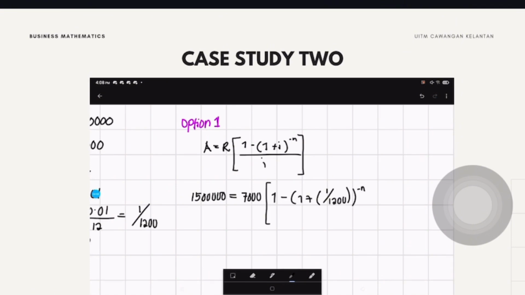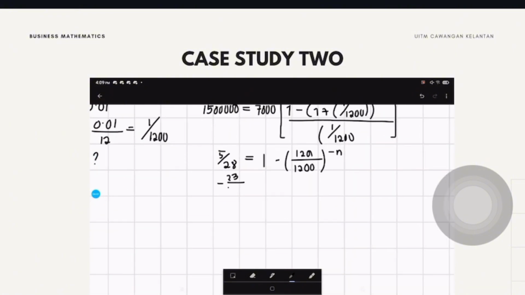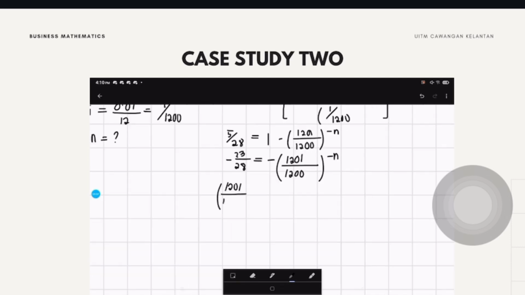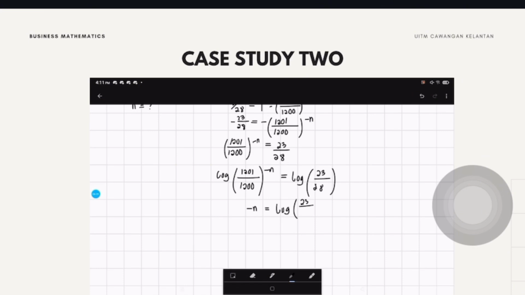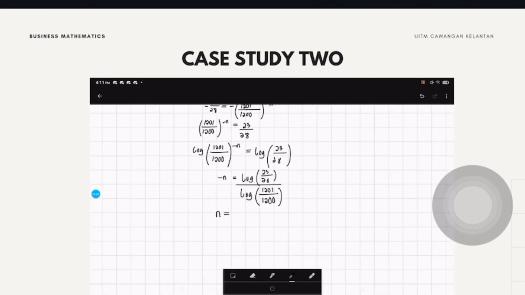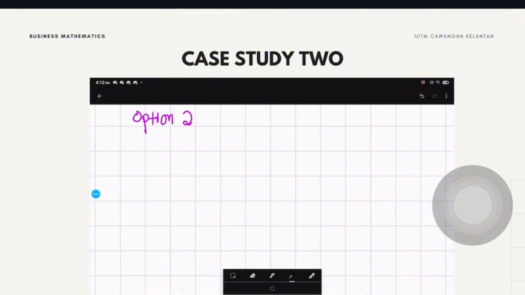Negative 23 over 28 equals negative 1201 over 1200 to the power of negative n. And we change the position to make it positive. Then we insert log for both sides, and it becomes negative n equals log 25 over 28 over log 1201 over 1200, and we solve it, and equals 236.15, and the final is 236. We consider it 236 because it is a term.